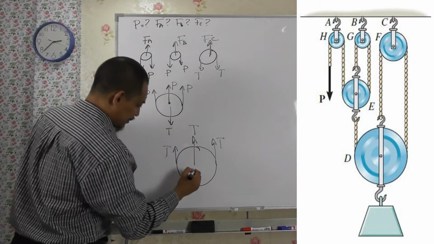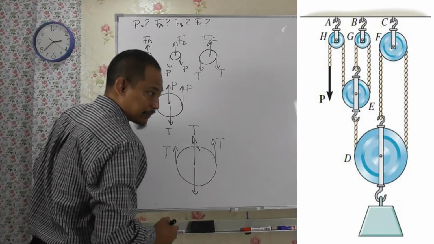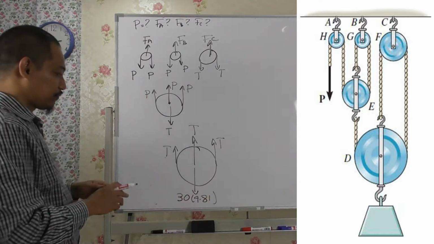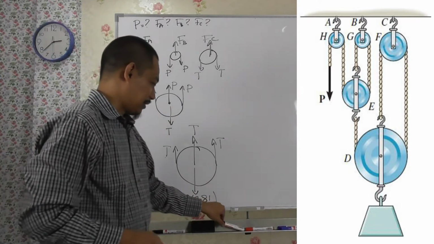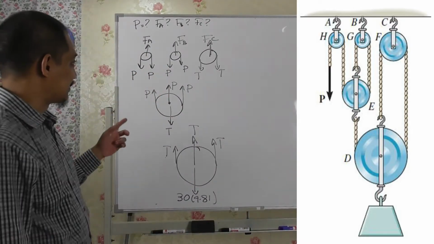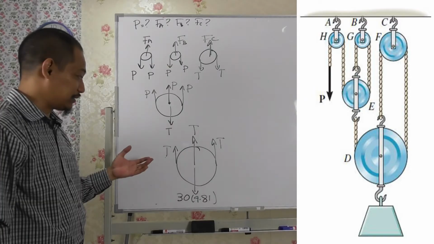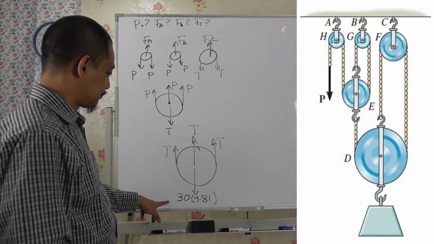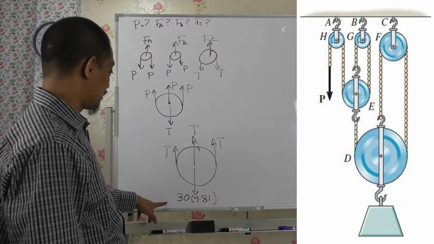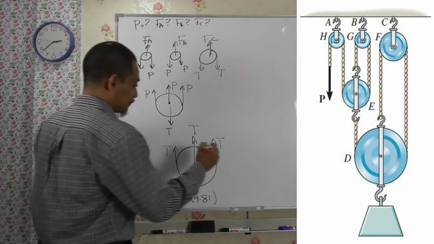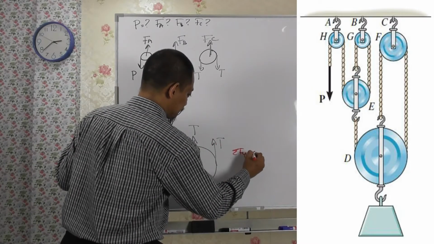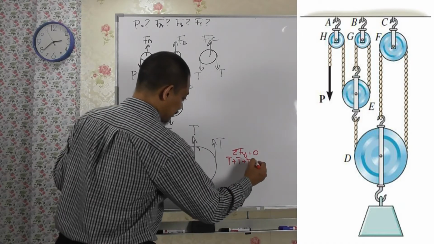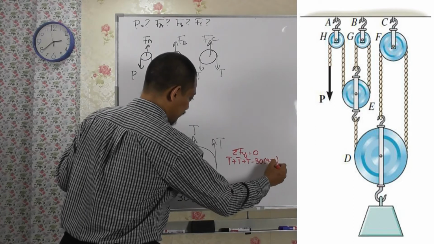This is all the same cable, and then what is the mass? 30 kilograms, so 30 times 9.81. Now, after you have established the free body diagram, it should be clear that it is not as difficult as you might imagine, right? So we start with where we have the numbers here. So if you do summation of Fy here, then you'll have T plus T plus T minus 30 times 9.81 equal to 0.